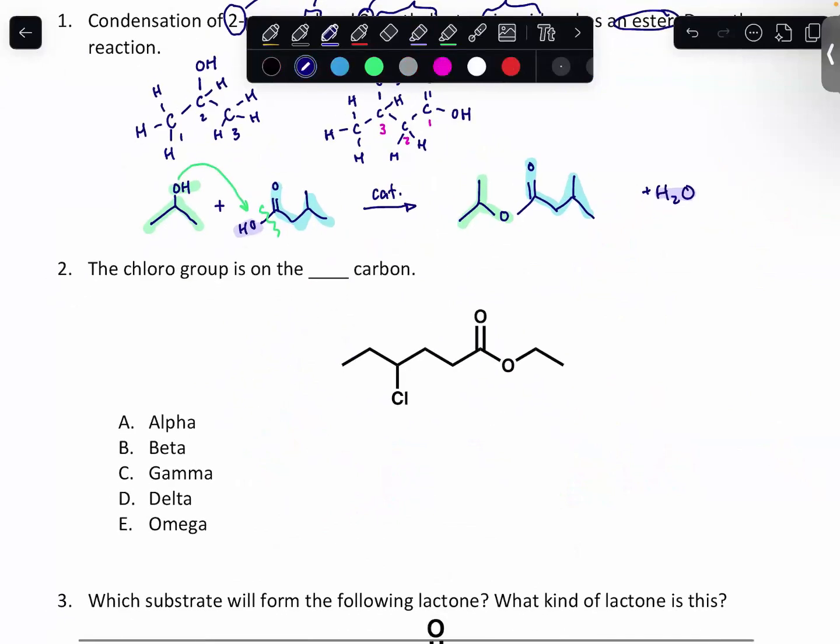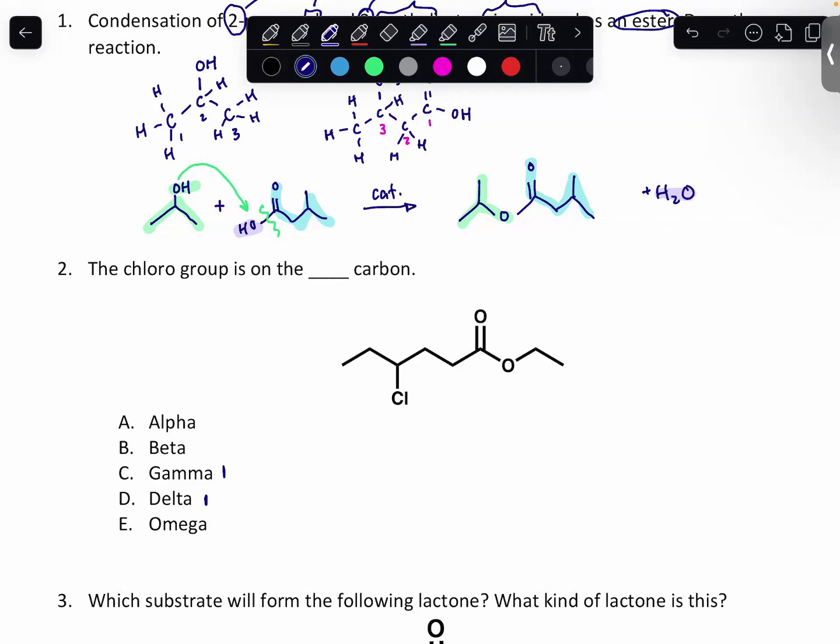Question 2. Anyone feel confident about this one? Okay, we've got one answer for delta. Anyone else? We've got a few for gamma. So, where do you start with this one? The one away from the carbon.